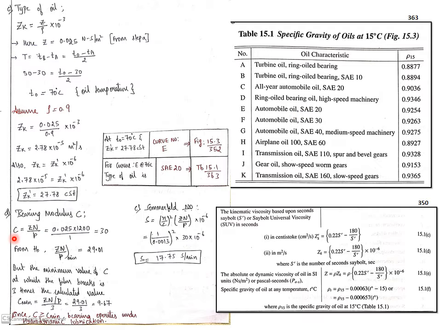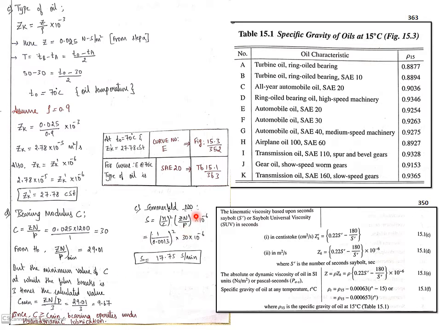Next, bearing modulus Zn by P. If you substitute the values of Zn and P, you will get the value of C, that is 30. But from the table we know that Zn by P minimum value is 29.01, but the minimum value of C at which the film breaks is 3 times the calculated value. So hence divide this by 3. The calculated C of 30 must be greater than this divided value. Hence you can operate under hydrodynamic lubrication.